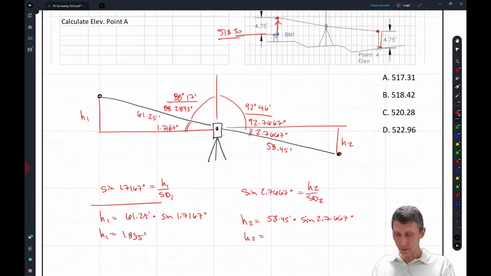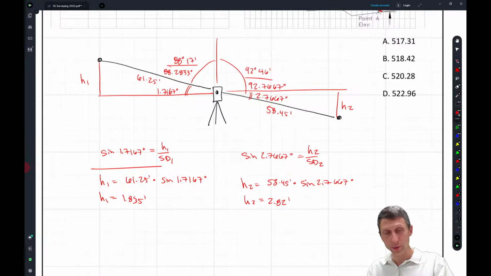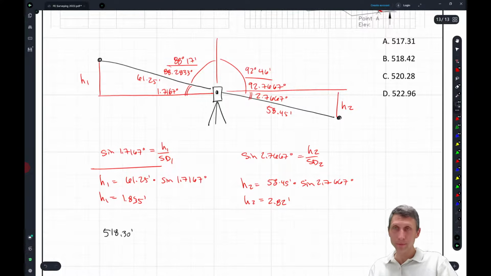times the sine of, I've got to make sure I get my angle in here right, 2.7667. So I got about 2.82 feet. Does that sound about right? 2.82 feet. So if we know that we're going from 518.30 feet, again, I could add the prism pole of 4.75 feet and then subtract the prism pole of 4.75 feet, or you can just leave that out.